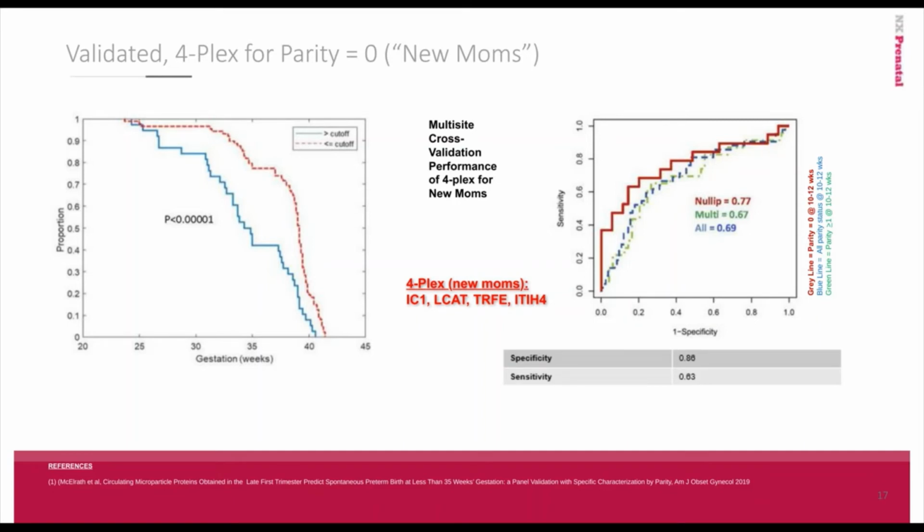The ROC curve to the right indicates the performance of the panel, the new mom panel, and the algorithm performance for new moms versus all moms. The new mom ROC is indicated in red. We have a second panel that's useful for all mothers, regardless of parity, that is, whether the mother had a baby previously.